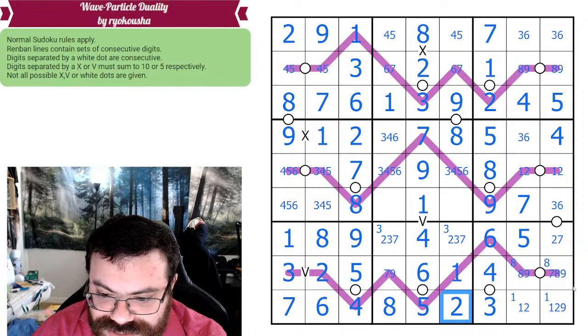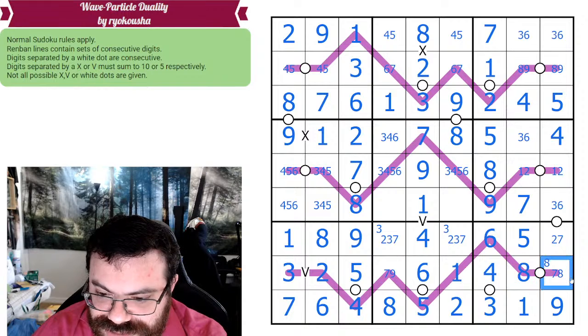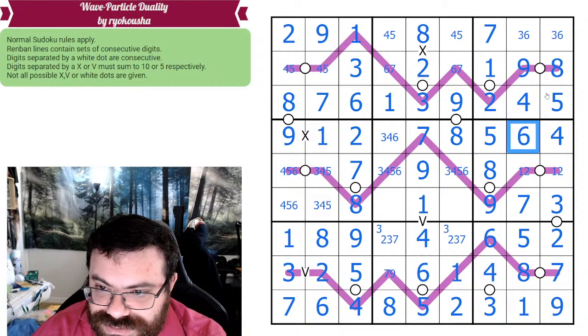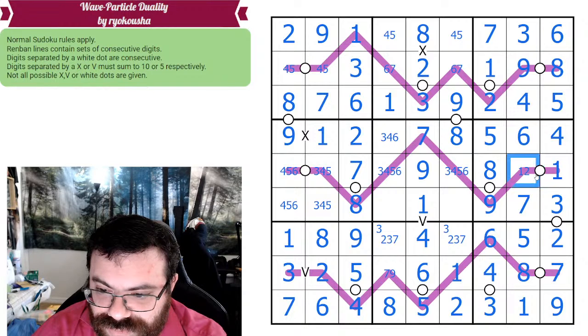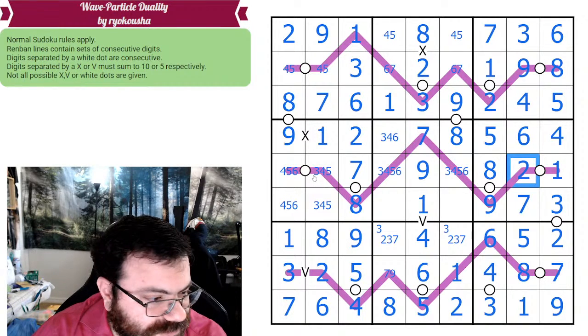This 9 sees down. That's a 2. That's a 1. That's a 9. So this is 8, 7. Oop, 9, 8. It's a 2, 3, 6, 3, 6, 1, 2. We got that whole stack done. That's good.